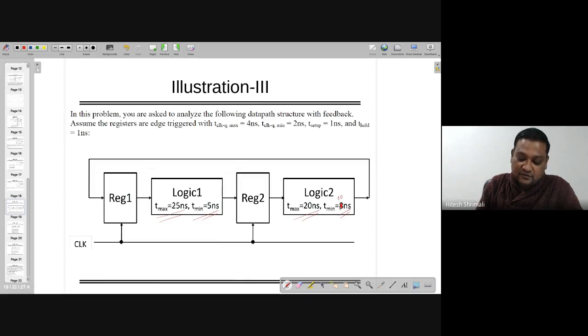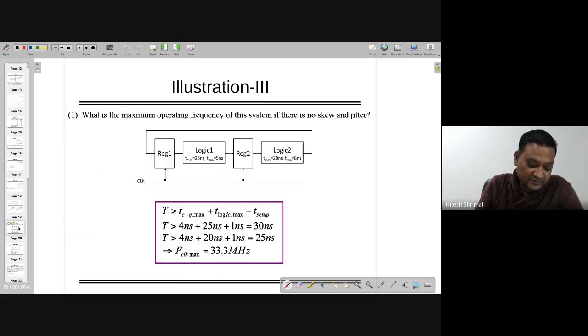So he is saying that T clock-to-Q max is equal to 4 nanosecond. Clock-to-Q min is 2 nanosecond. Setup time of this register is 1 nanosecond and hold time is also 1 nanosecond. Right? So this information is given to you and you have to find out other things, like what is the maximum operating frequency of the system if there is no skew and jitter. The skew and jitter are not there.